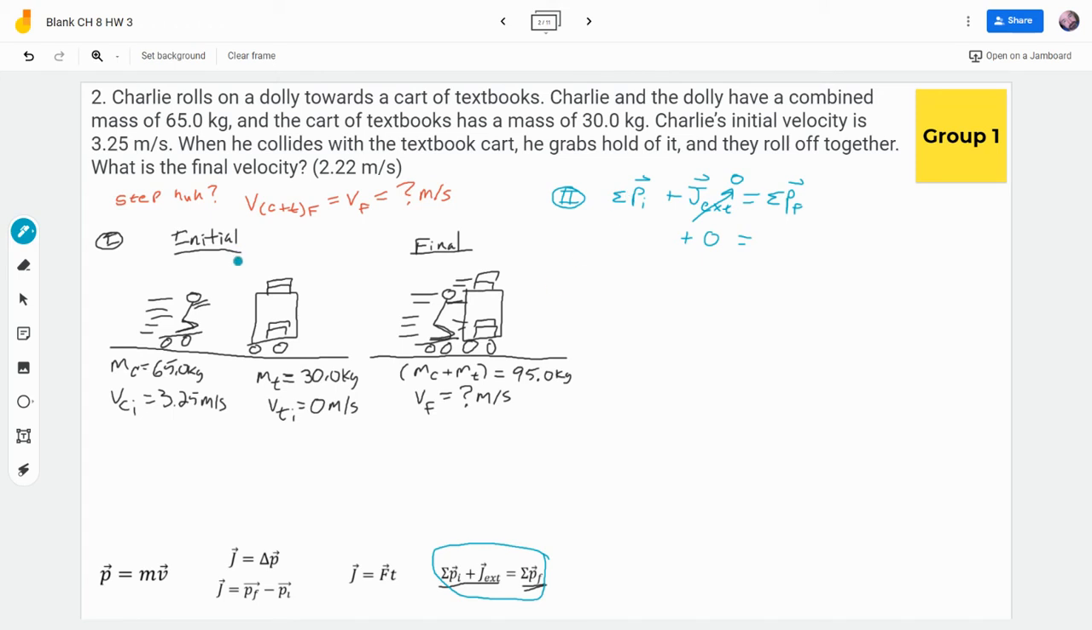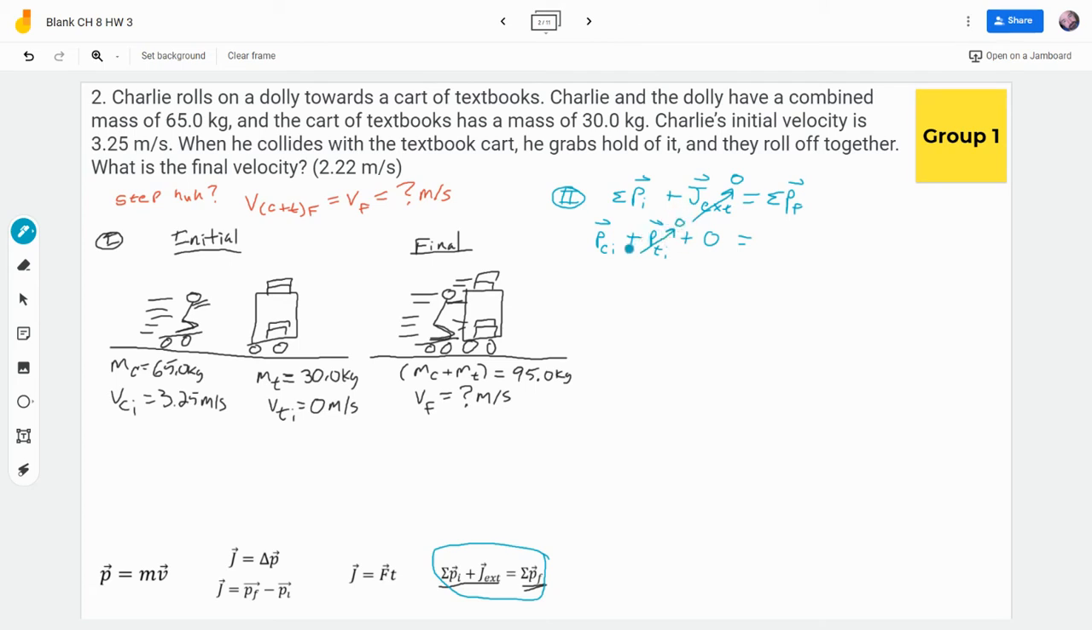Okay, look at your initial sketch, figure out all of the things that have momentum. So certainly Charlie does. So p sub Charlie initial. And I'm going to write plus p sub textbooks initial with a hat. Now, here's the thing. The textbooks aren't moving initially. So they have no initial momentum. So that's just going to be 0.